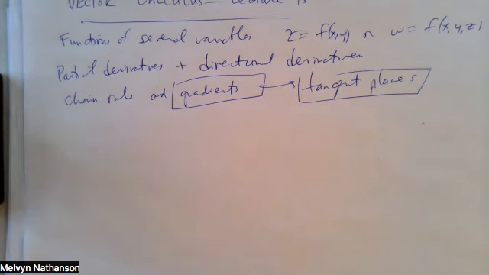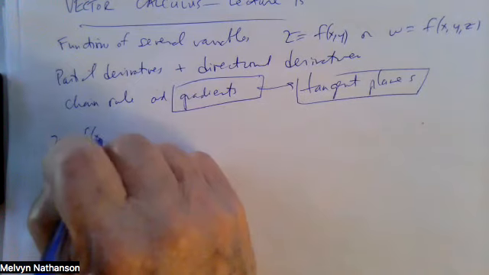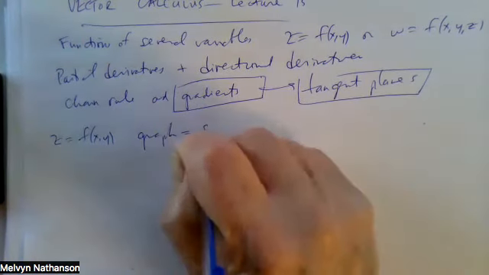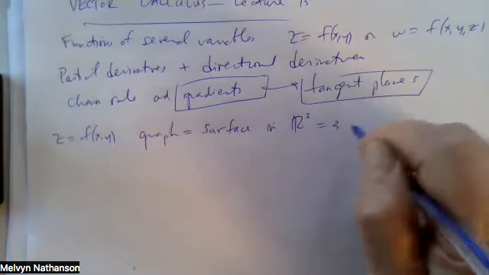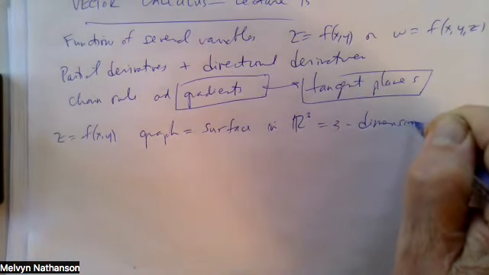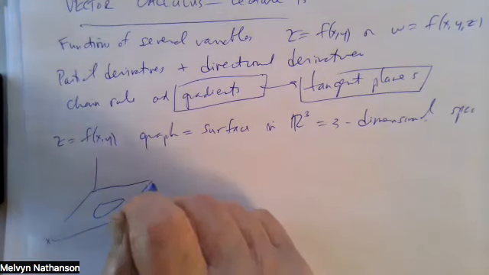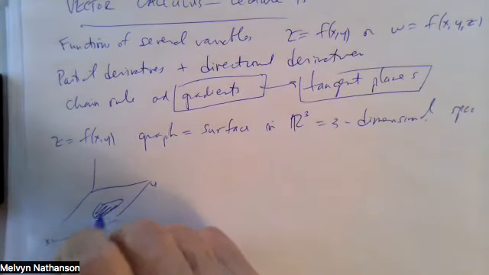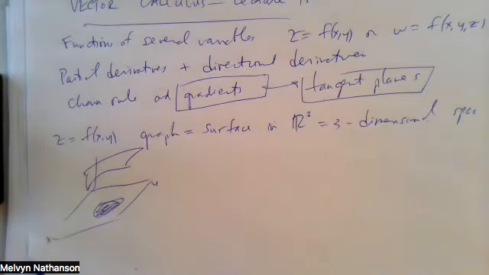So let's begin. Geometrically, the important thing to remember is if you have a function of two variables, the graph is a surface in R3, which means three-dimensional space. So in the xy plane, if you have some function defined on some domain, the graph of that function is some surface over that region.